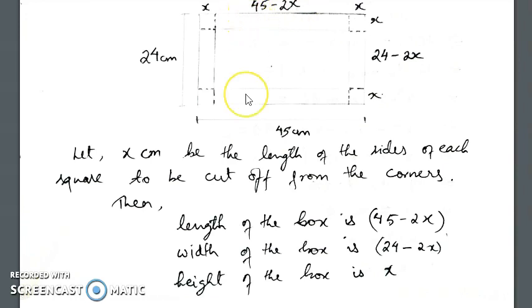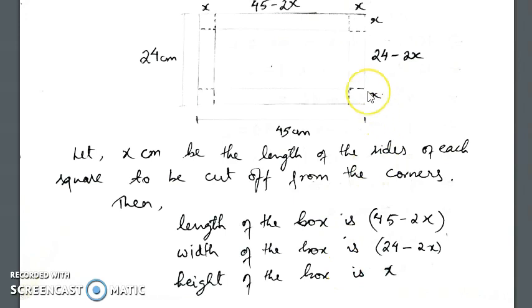That will be the length of the box. What will be the breadth of the box, or you can say the width of the box? I have taken x, so from here up to here it is 24 minus 2x. That will be the width of the box. And then what will be the height of the box?